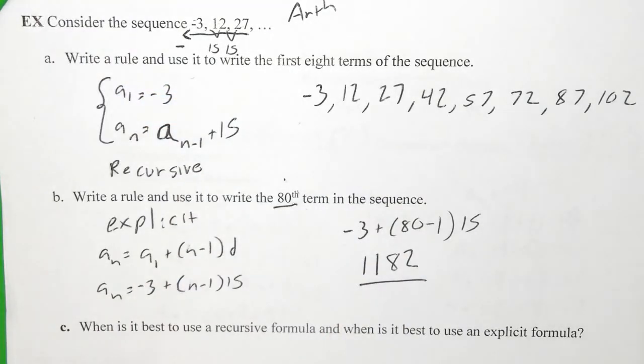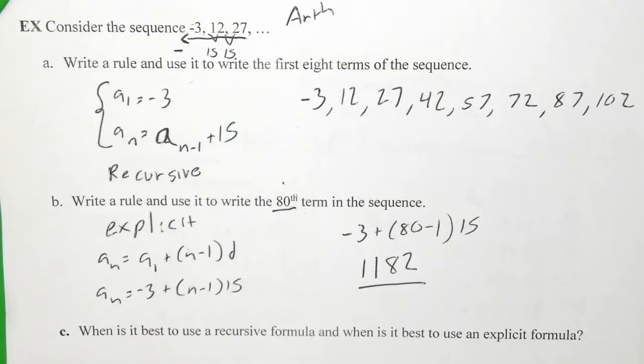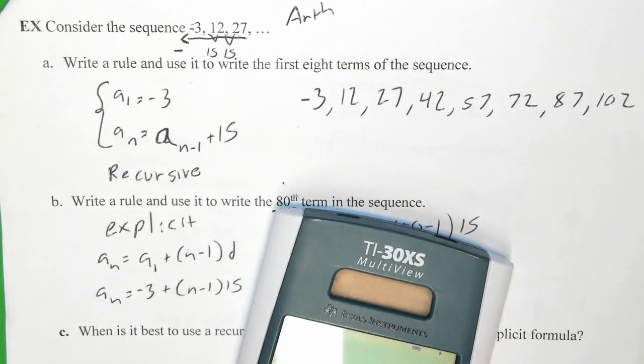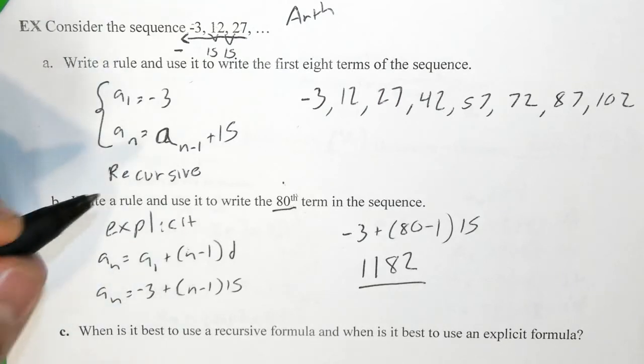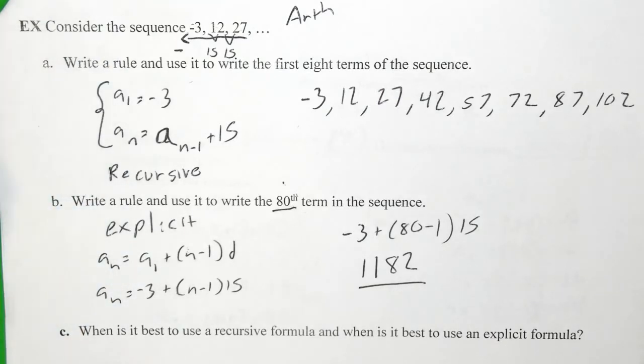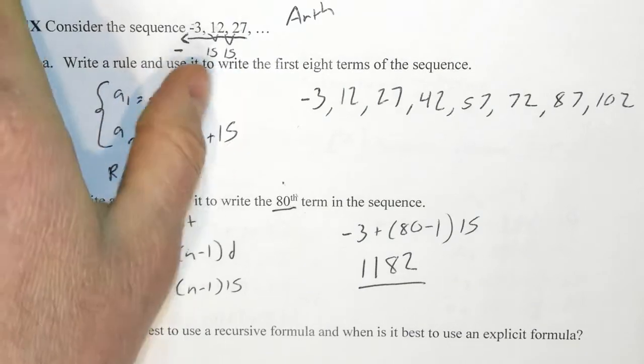That was not difficult. But asking me to make a list that was 80 terms long, even to do it with my calculator, doesn't sound like much fun. So this is definitely a case where the recursive works sometimes and the explicit works sometimes. So let's get that nailed down.